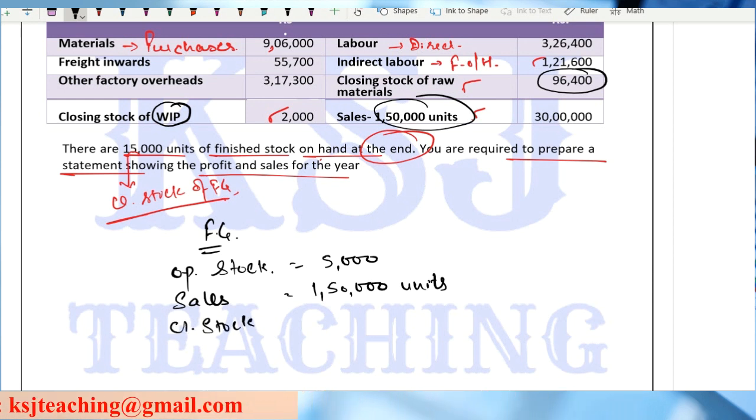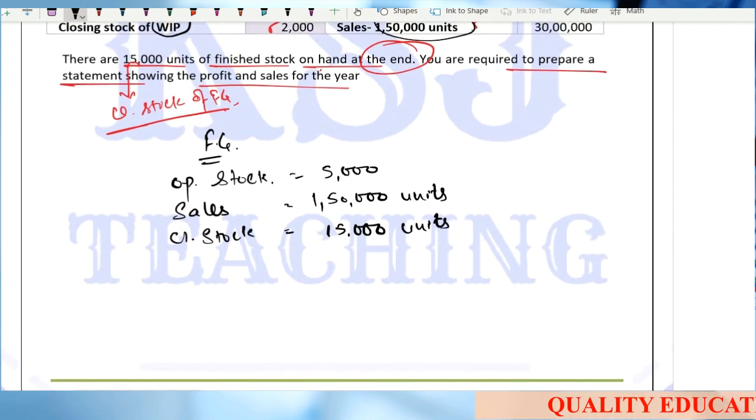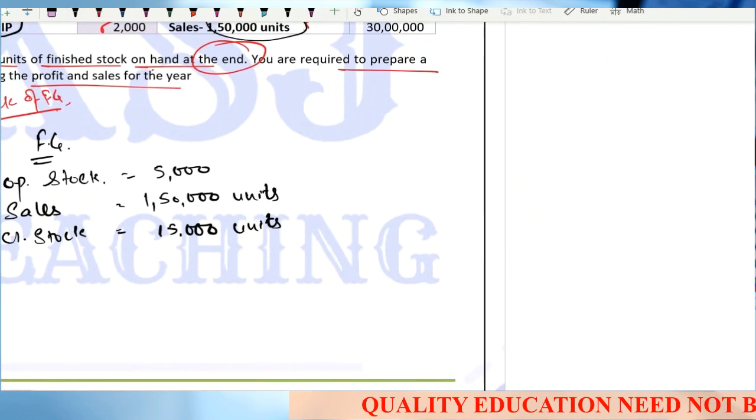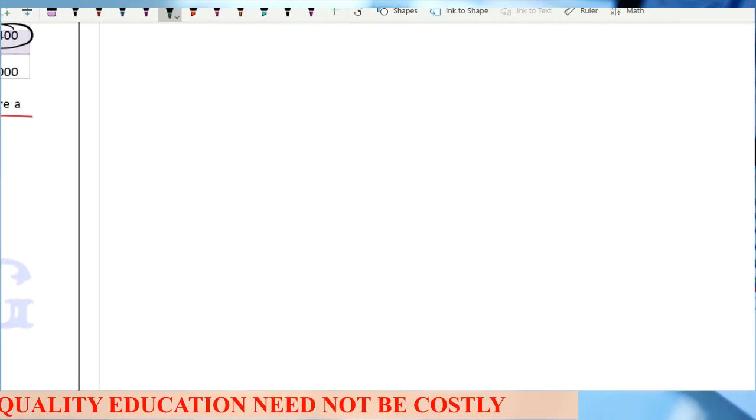My closing stock is how much? 15,000 units. Now, can you tell me the number of units produced? How will you calculate the production? See, in case of any confusion, just do the very simple trick. What is that trick? Listen to it very carefully.